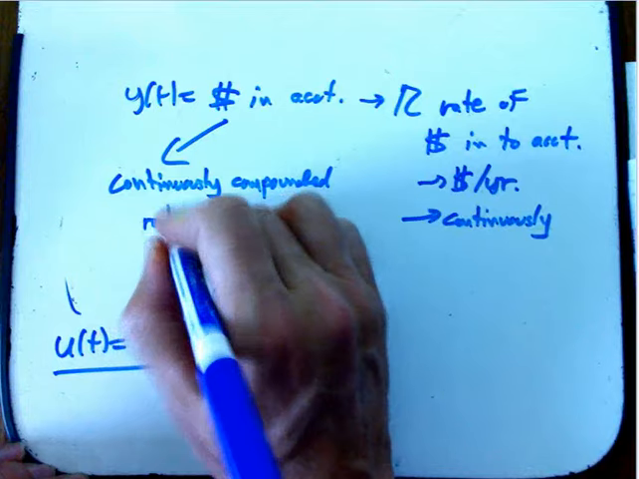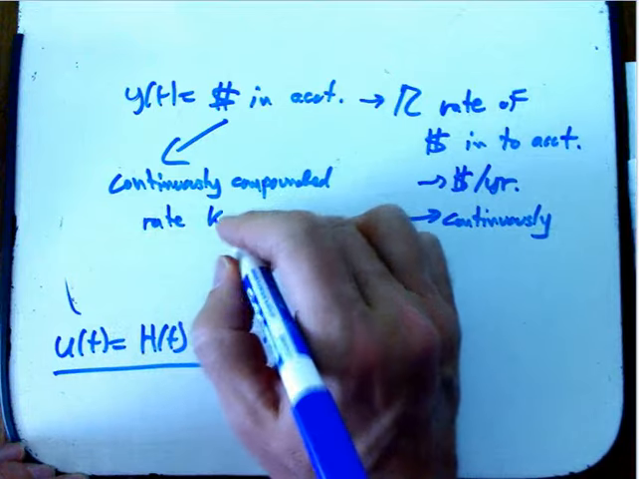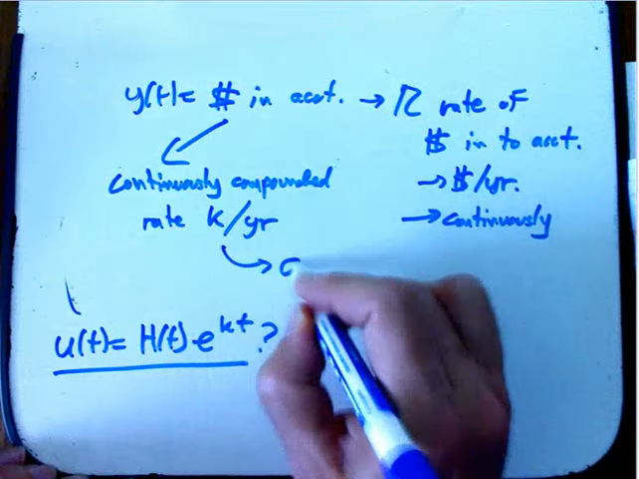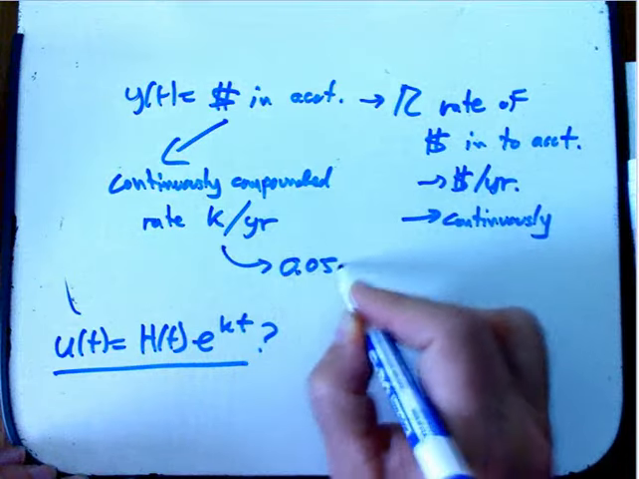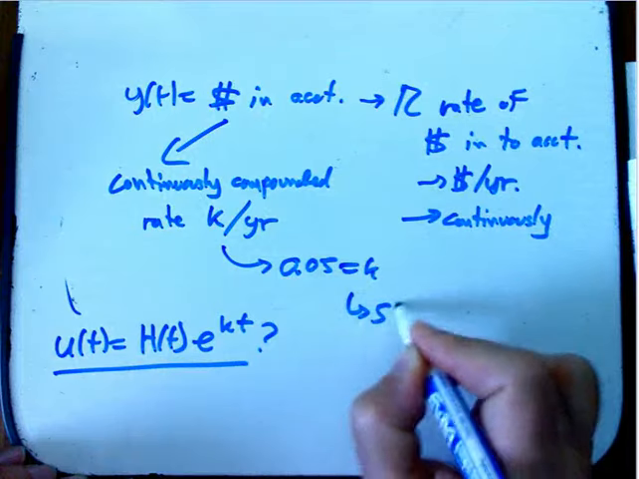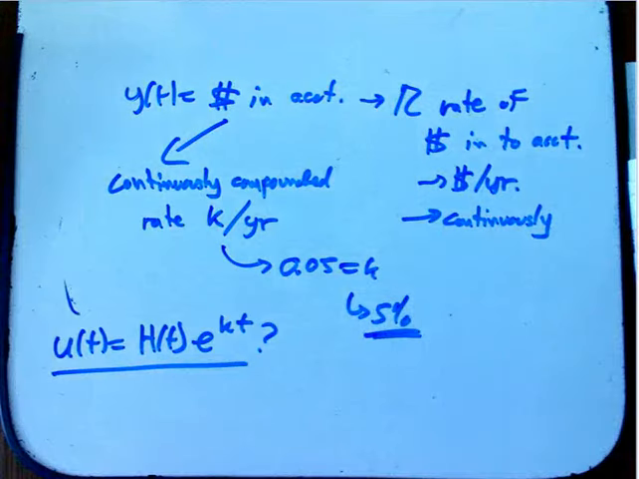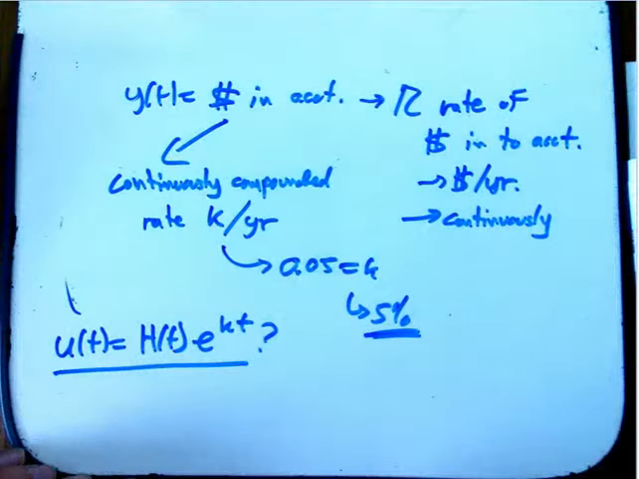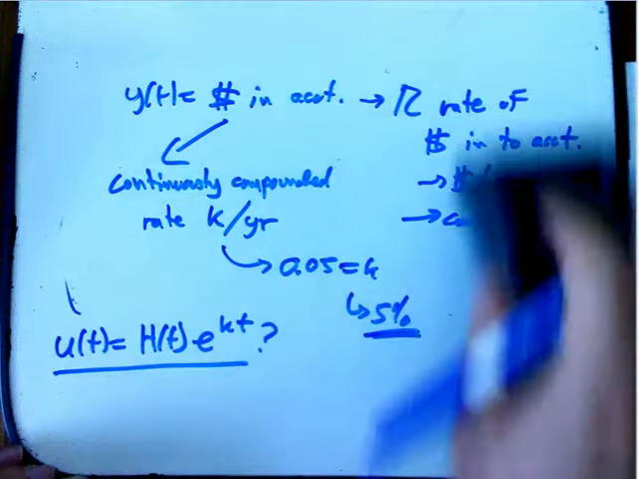And this will be a rate of, let's say, k per year. And that k, for example, 0.05 would mean 5%. I'm not going to mess around with putting things in percents because we're doing higher math here. So 0.05 would mean 5%. Okay, so what is the differential equation there?